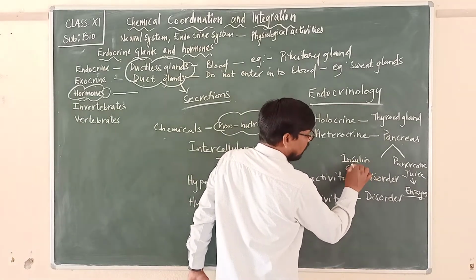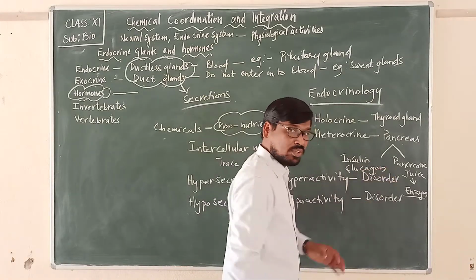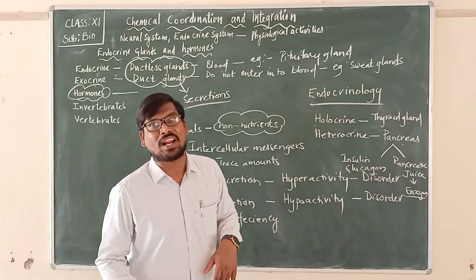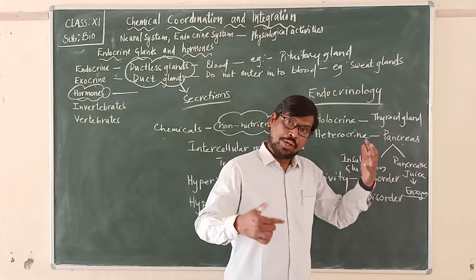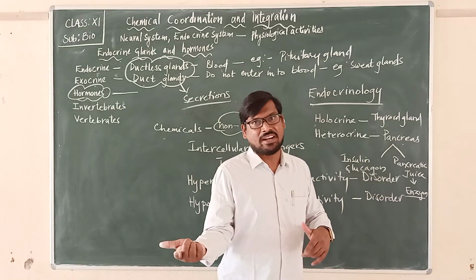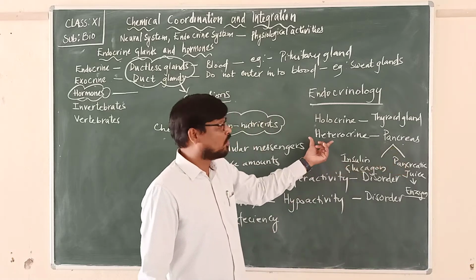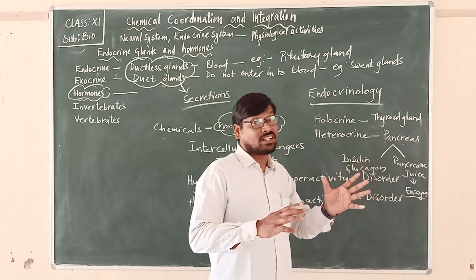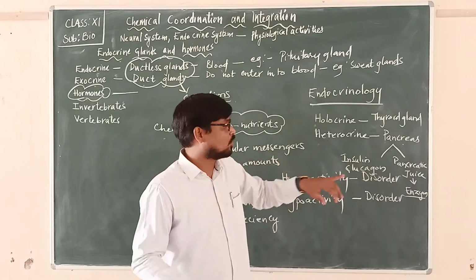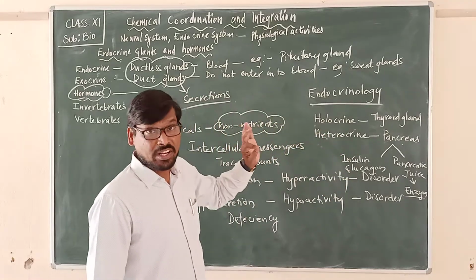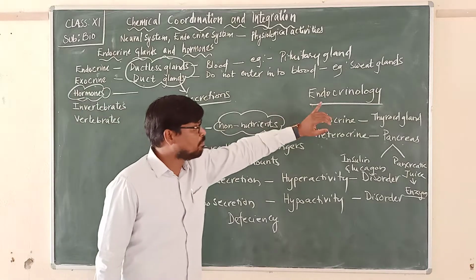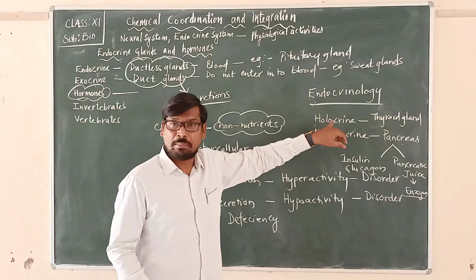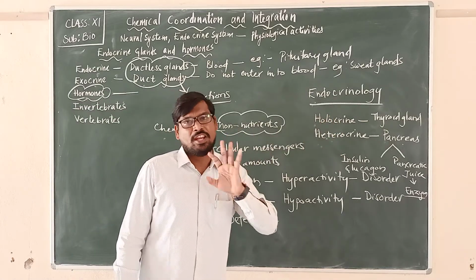Insulin and glucagon. So it is very clearly understood now that the pancreas is acting as an endocrine gland and also as an exocrine gland. That's why we call the pancreas a heterocrine gland, when it is acting as both an endocrine and an exocrine gland. These are again very important points to keep in mind. So what do you mean by endocrinology? Study of endocrine glands. In that you should remember what you mean by holocrine and what you mean by heterocrine glands.